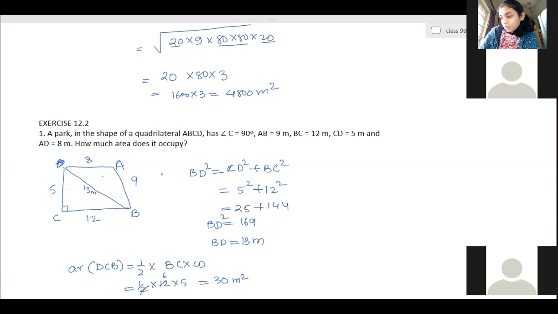Ma'am, the answer is 5.91, 5.916 like that. Yes, and then 5.916, 30 plus that value. Ma'am, is it 354.6? No, 5 point, so that means 35 point, 35.496.